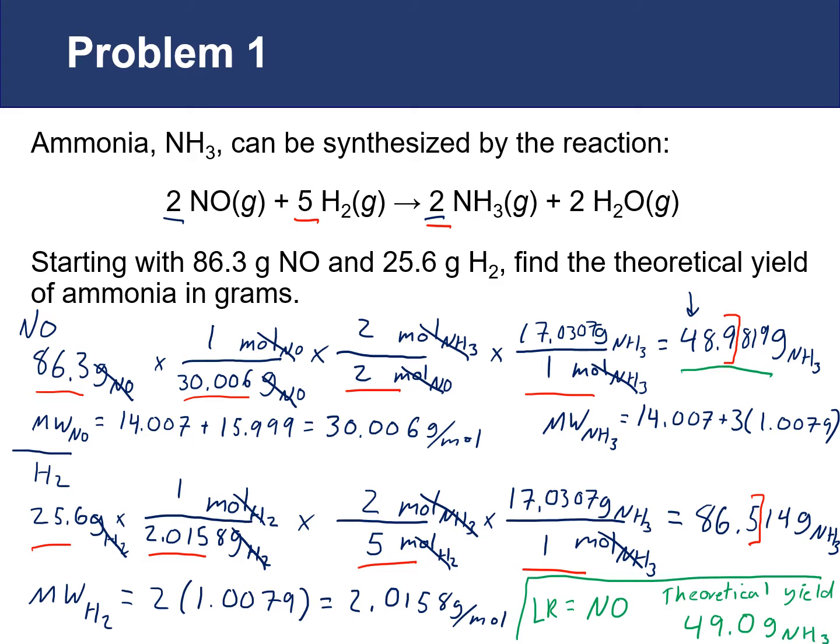One thing to be aware of is, although the mass of the NO was more than that of hydrogen, it ended up being the limiting reagent. So just by looking at the masses, you won't necessarily be able to tell which one of your components will be the limiting reagent. You need to do the calculation.